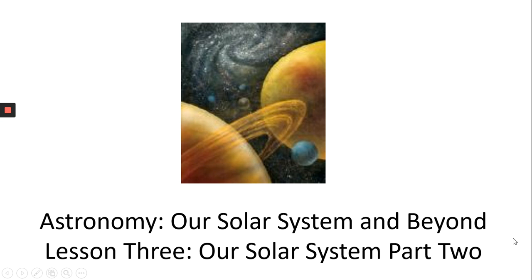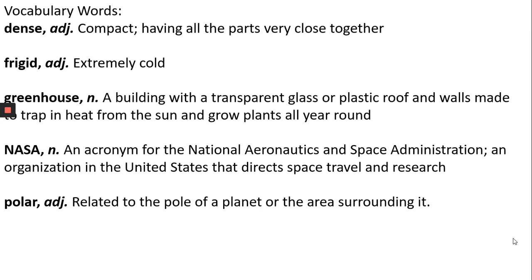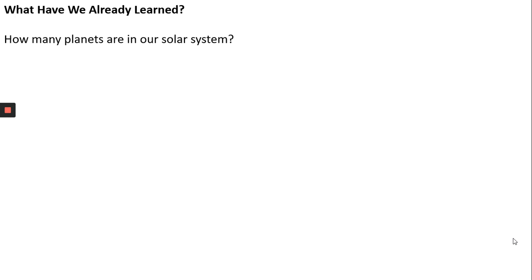Our solar system, part 2. Some vocabulary words for you to remember, to jot down. Dense, frigid, greenhouse, NASA, and polar. How many planets are in our solar system? 8.